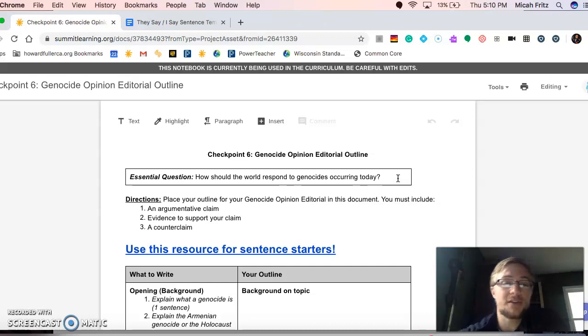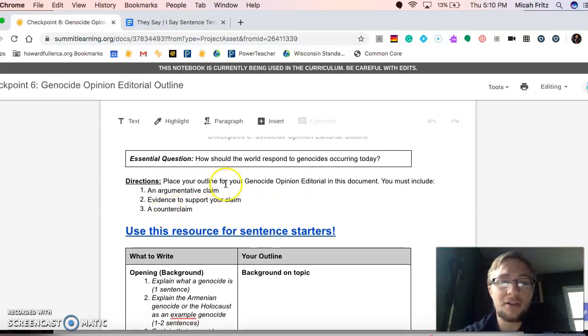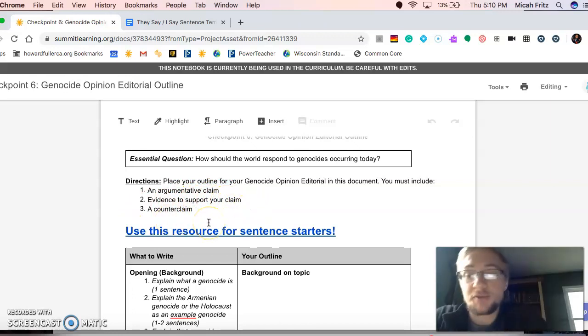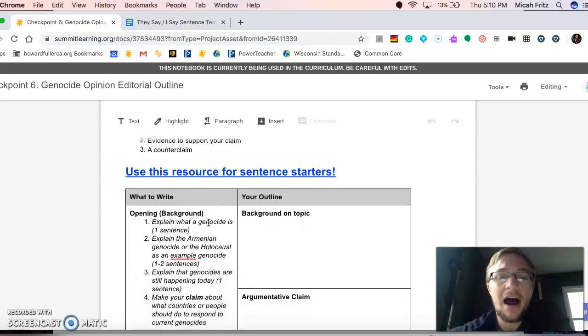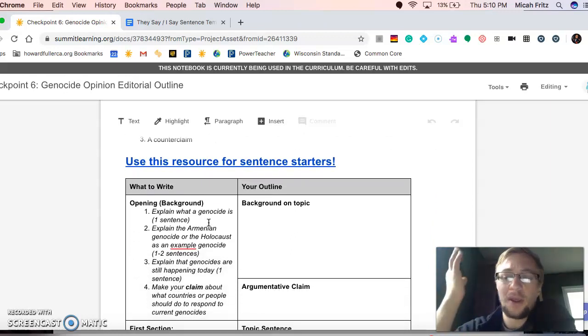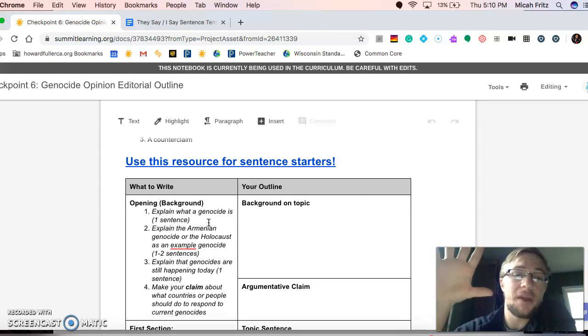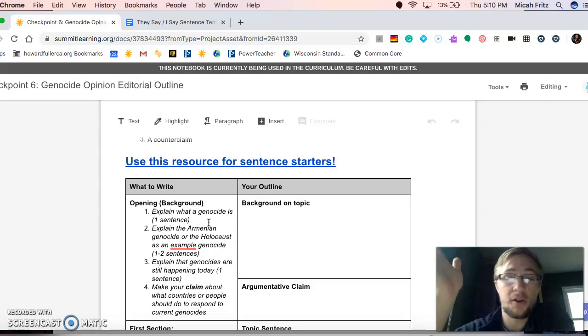All right, so our directions are up at the top. They are: place your outline for your genocide opinion editorial in this document. You must include an argumentative claim, evidence to support your claim, and counterclaims. Remember, a couple checkpoints back, you worked on counterclaims where you worked on seeing things from the other perspective. Now remember, for an outline, we are not focusing on writing the whole paper here. But you are starting to plan out what evidence you're going to use, what key points you're going to make, and where you're going to do that.